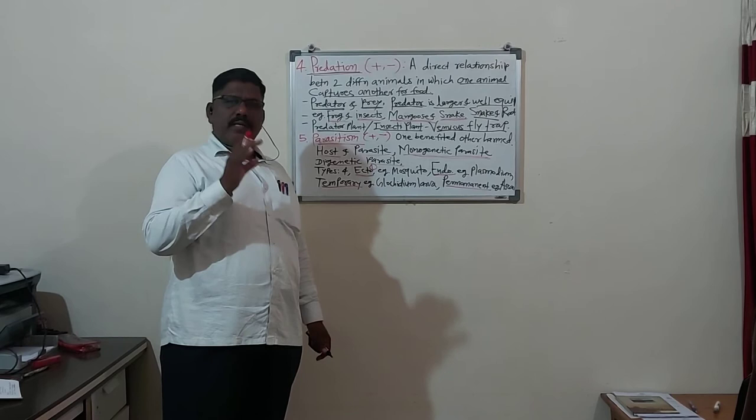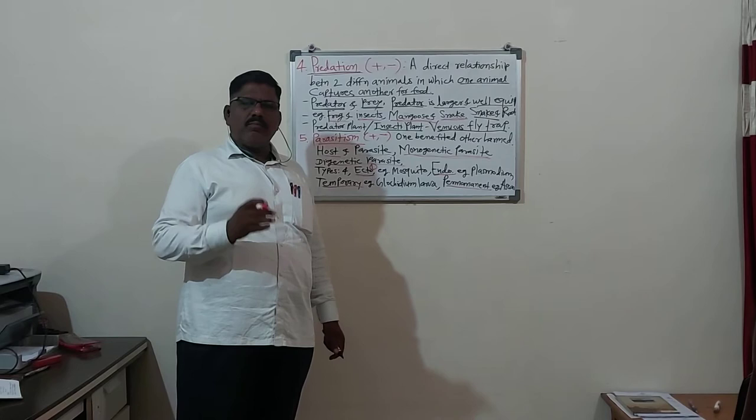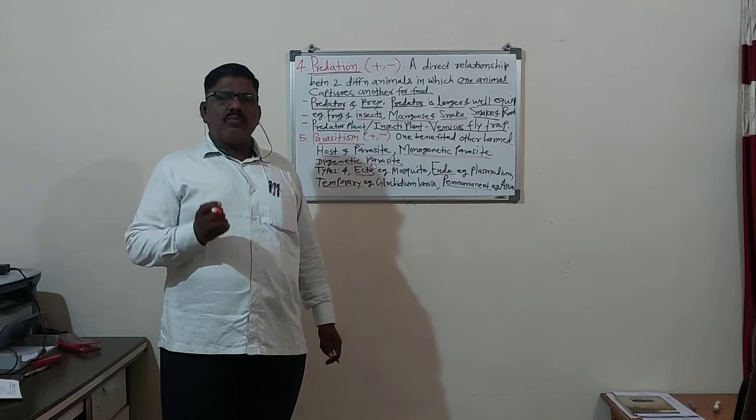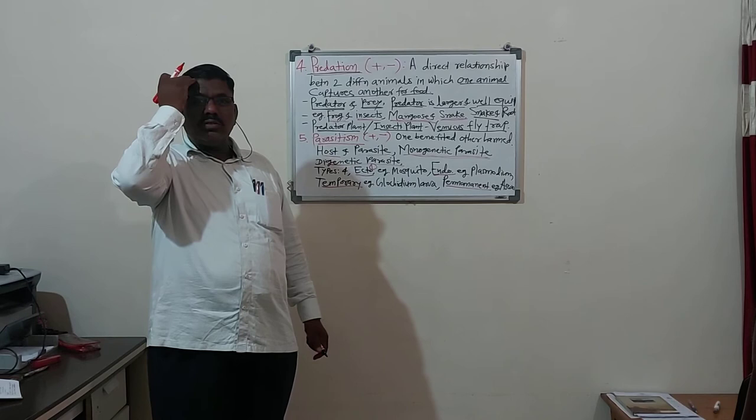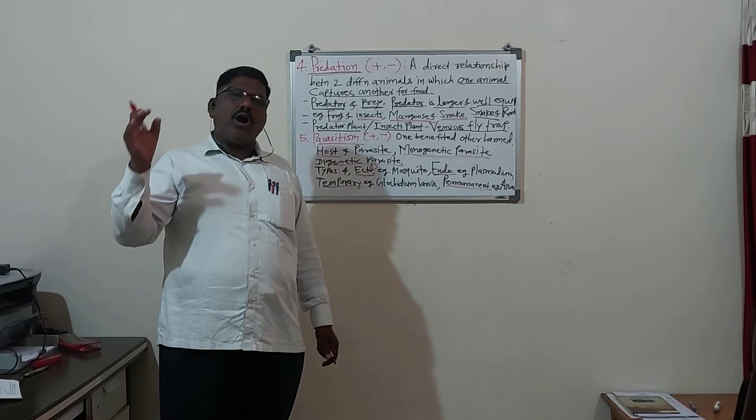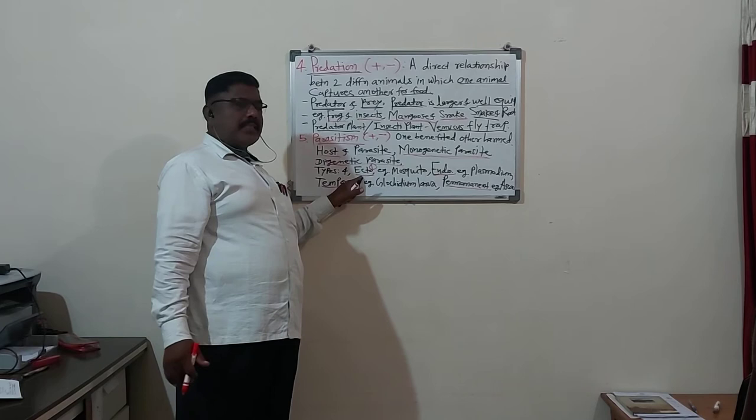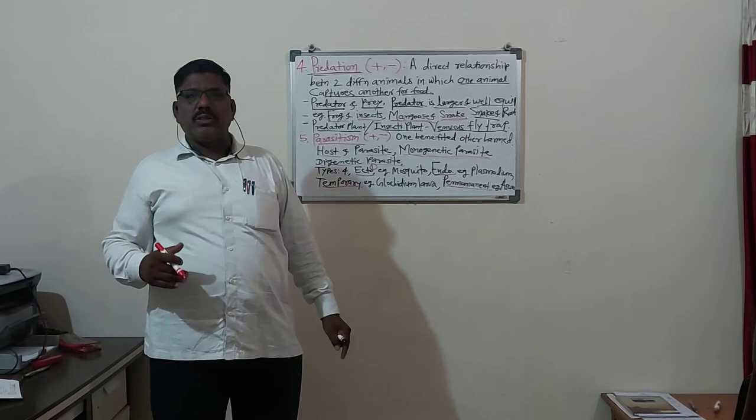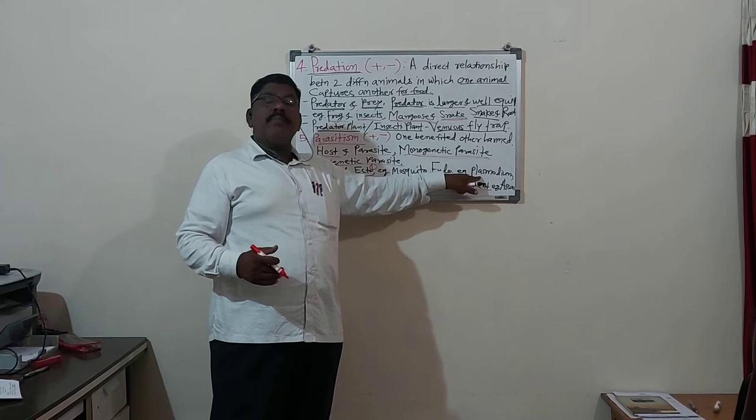For example, mosquito. For example, bed bug. For example, ticks, mites. For example, head louse, lice. Number of examples of parasites living on the body externally, so they are called ectoparasites. Endoparasite, similarly, the parasite which is living inside the body of the host is called an endoparasite. Number of examples are there. Plasmodium, that is the malarial parasite, living inside the body, particularly in the blood.